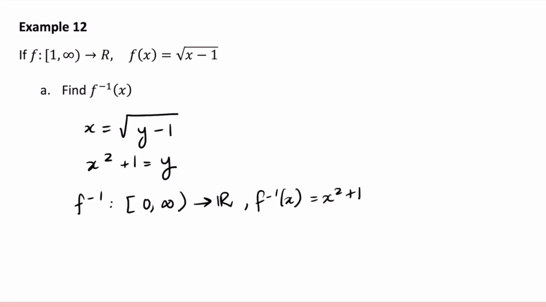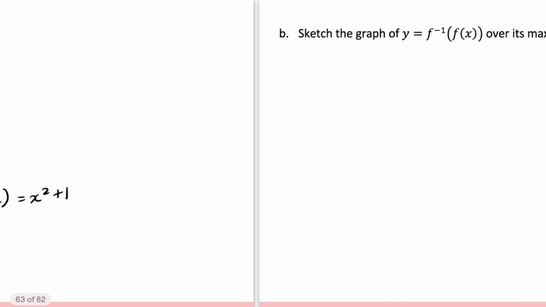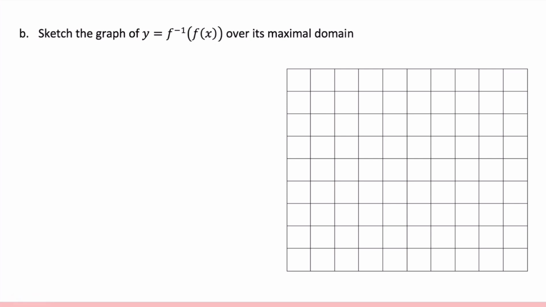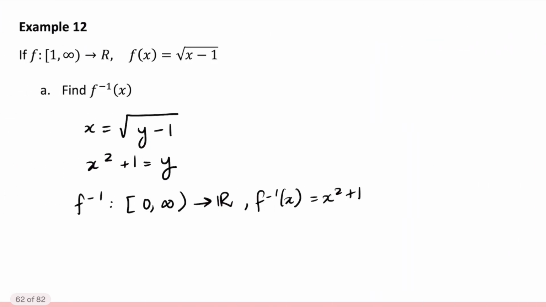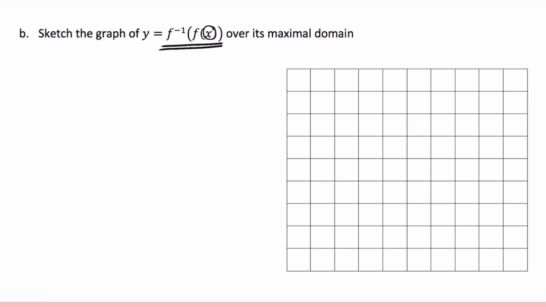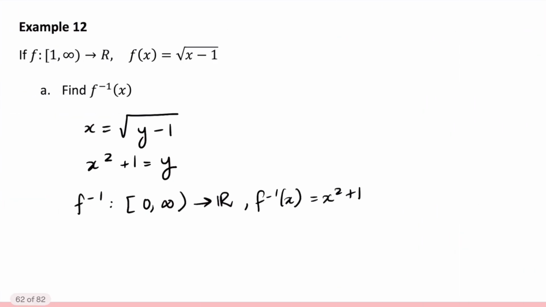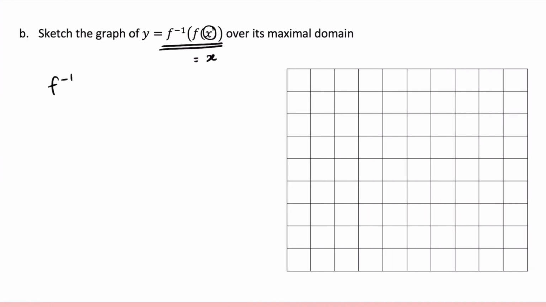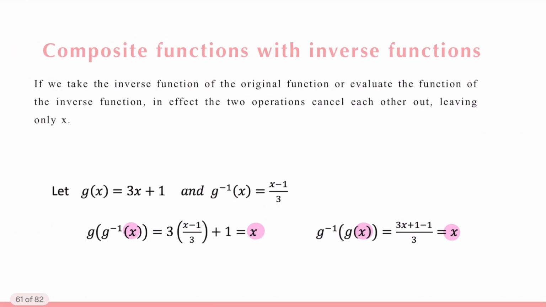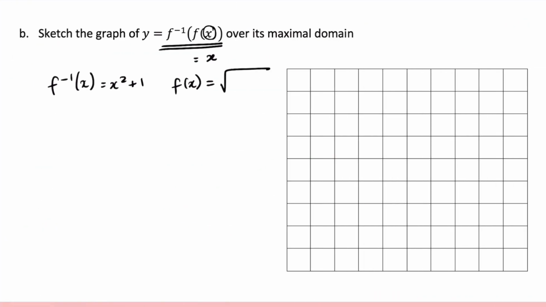Part B then says to sketch f inverse of f of x over its maximal domain. So that's really interesting, right? So f inverse of f of x. Now you can go ahead and substitute in and do whatever. And in fact, I'm going to do it just so that you can see, but I hope that you can recognize that it's going to just be the same as whatever the input is. So that's going to equal x. But let's go ahead and give that a go. So f inverse is x squared plus 1, and f of x is root x minus 1.